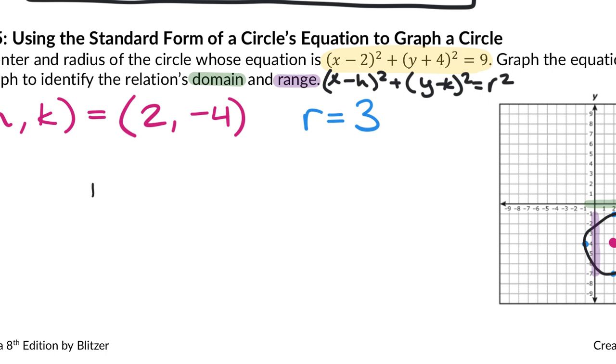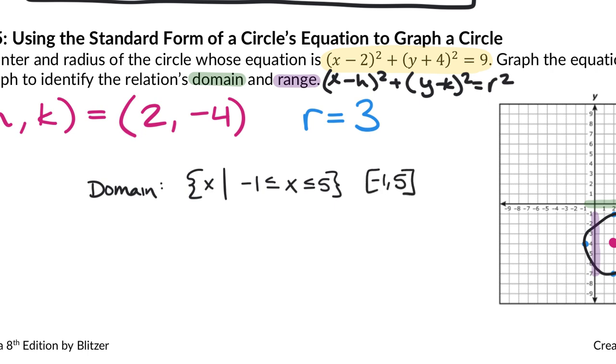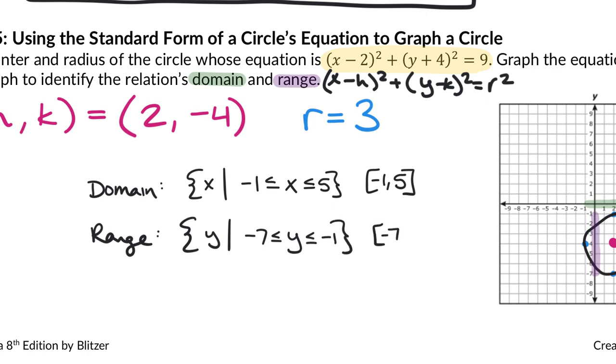So if we were writing that in both set builder and in interval notation, just so we can have some variety here, the domain of this circle in set builder would be x such that it is between -1 and 5, or in interval notation, that's bracket -1 to 5. And the range in set builder notation would be y such that it is between -7 and -1, or in interval notation, that's from -7 to -1.